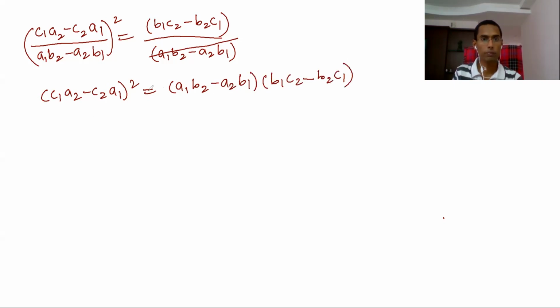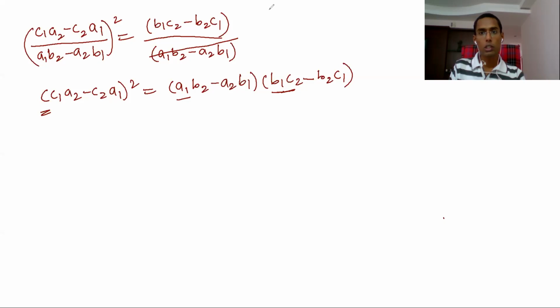So therefore this is the condition, very easy to remember. If you start with a1, the condition is a1 b2 minus a2 b1, then b1 c2 minus b2 c1, equal to c1 a2 minus c2 a1 whole square. Here two terms are there, and here also you should get two terms. That means square if you keep, then second degree here, also second degree. This is the common root condition.